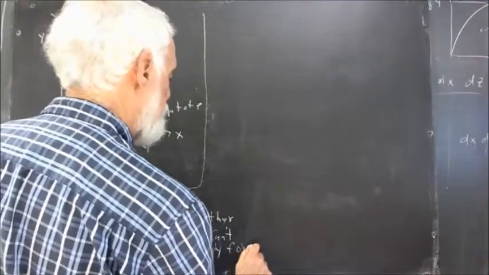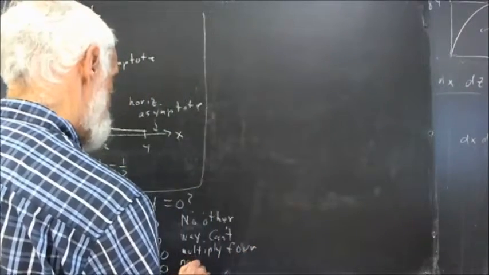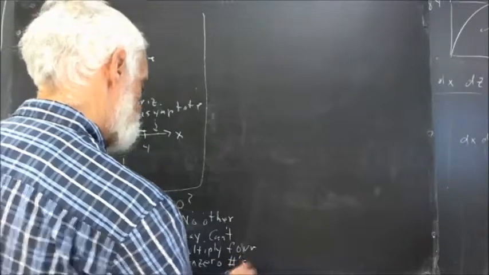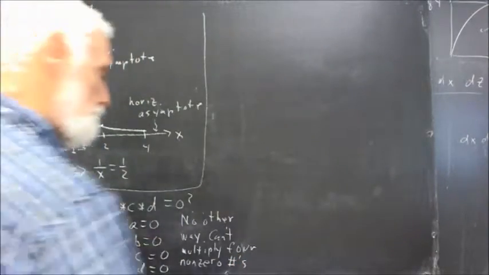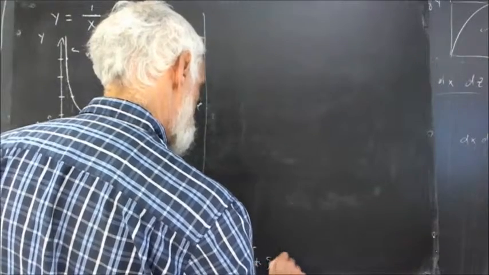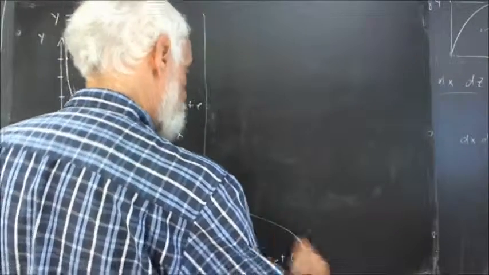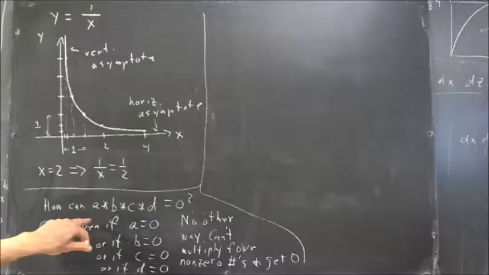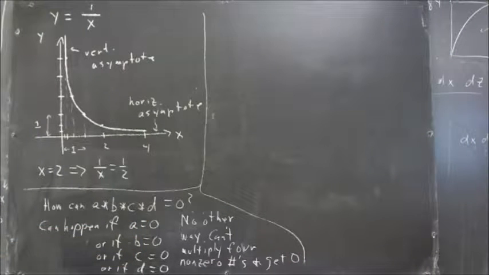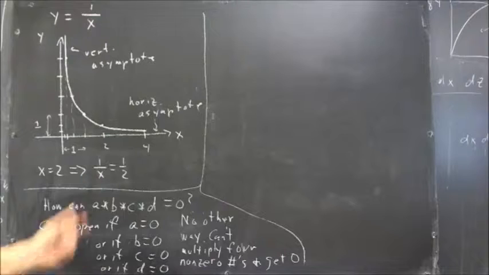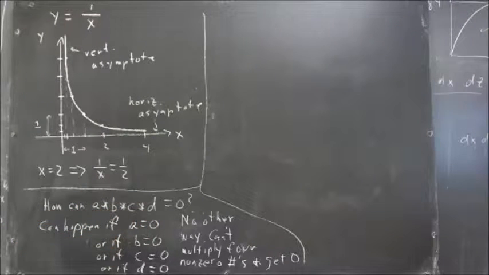Four non-zero numbers. Can't multiply four non-zero numbers and get 0. And that should be pretty much common sense. Go ahead and try to think of four non-zero numbers that you could multiply to get 0. Any way you choose four non-zero numbers, you're going to get something besides 0.